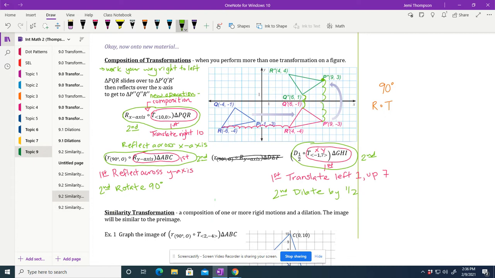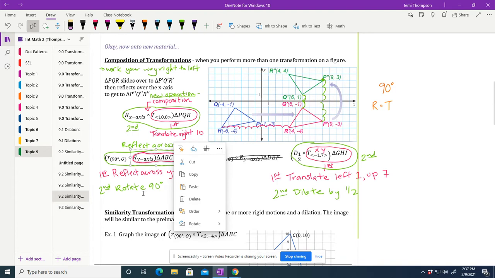I'm going to go back through and read how I would read all of this terminology to you. So this one that we just said says a dilation of 1/2 composed with a translation of -1,7 of GHI. Let's go back over to the left one, the first one that we wrote over here. Okay. This, if I were to read this out loud, would say a rotation of 90 degrees about the origin, composed with a reflection across the y-axis of triangle ABC.